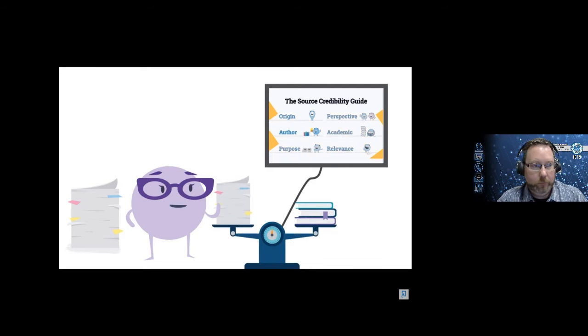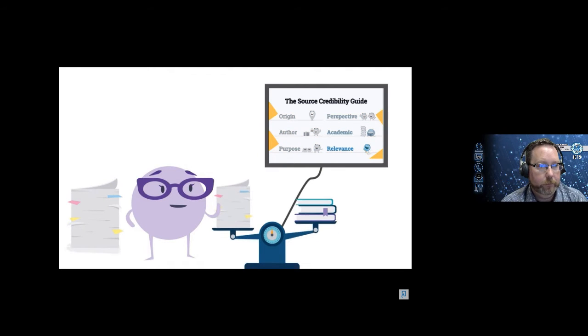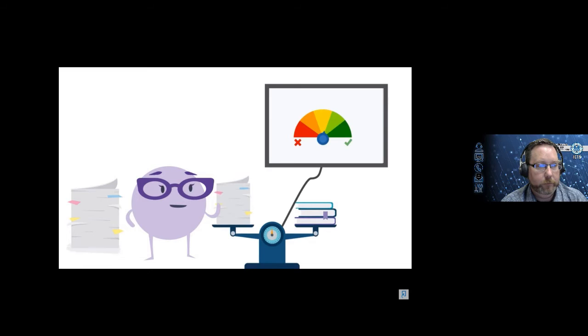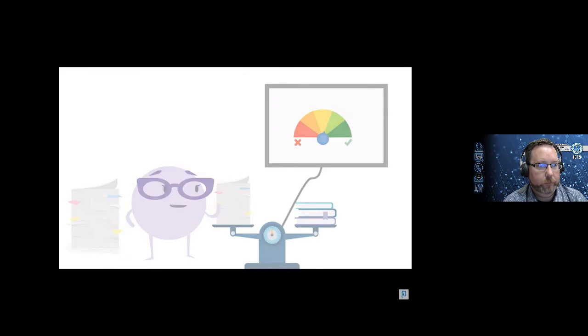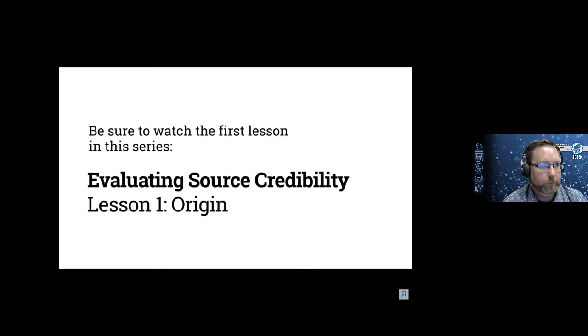Select a source and take a look at the guide. Ask yourself the proposed questions for each category to decide how that source ranks in credibility. The video lessons can help explain the categories in detail, but the guide can always be used as a reference at any time. Learn more about the process by starting with Lesson 1 to discover what it means to evaluate the origin of a source.